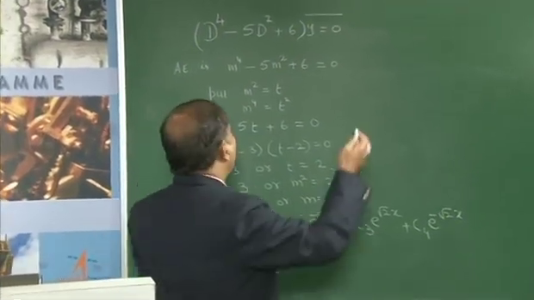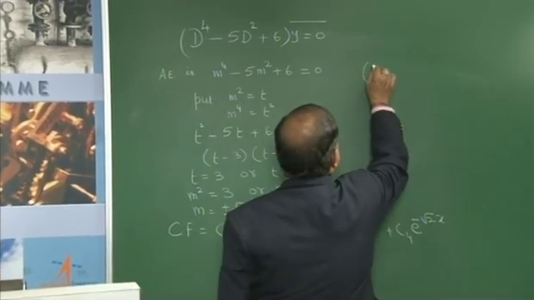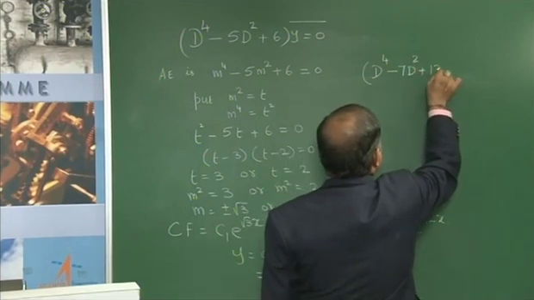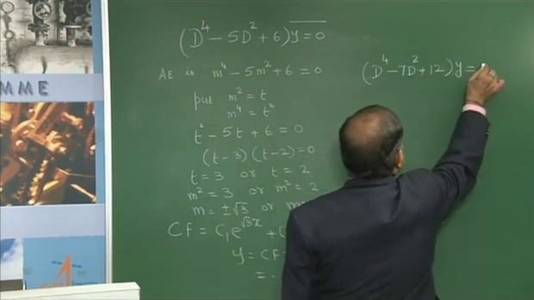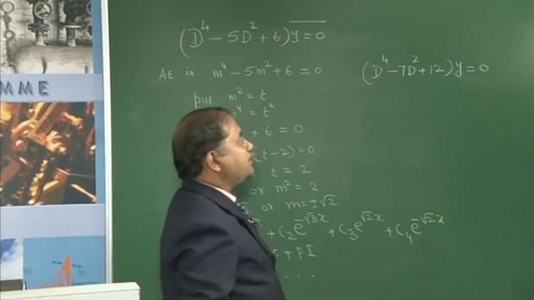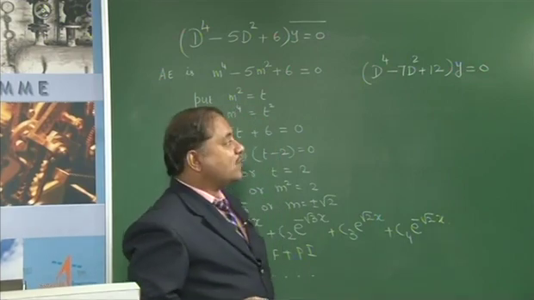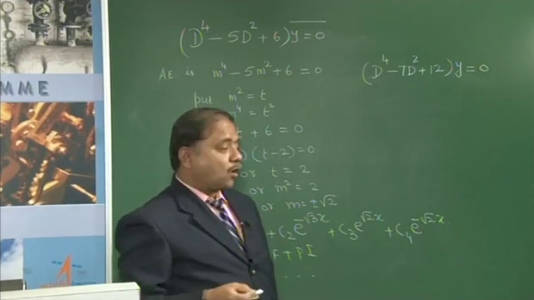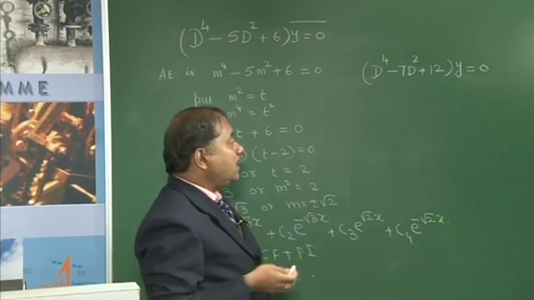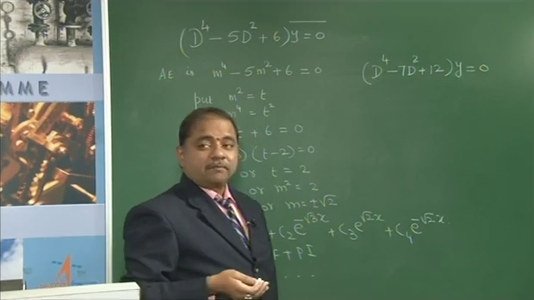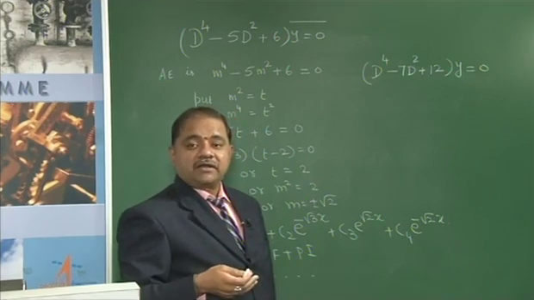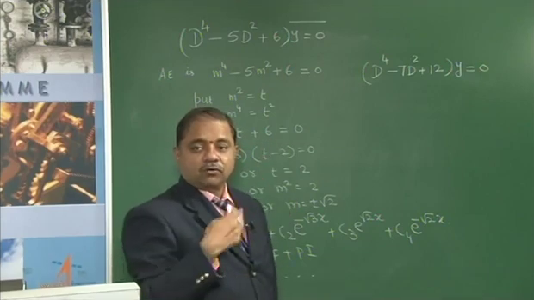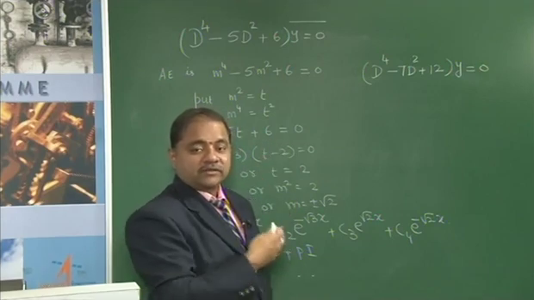As a homework, you can try d power 4 minus 7d square plus 12 into y is equal to 0. This is one more problem of the same type. I will tell you the roots also. You will get plus or minus 2 and plus or minus root 3. Those are going to be the roots. All the 4 roots with plus or minus signs you can do in the same way.